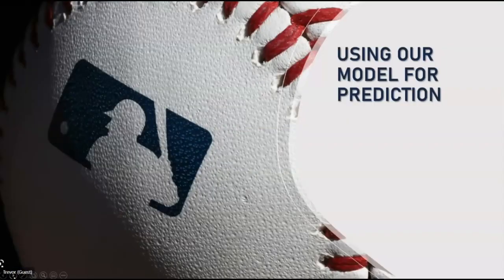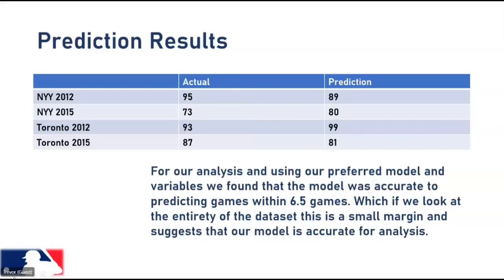Once we use our model for prediction, we found that in 2012 and 2015, the actual records were 95 to 73 for the New York Yankees, and our prediction found 89 and 80. Toronto in 2012 and 2015 saw 93 and 87, where our prediction saw 99 and 81. And for our analysis, using our preferred model and variables, we found that the model was accurate to predicting games within 6.5 games. If we look at the entirety of the data set, this is a small margin and suggests that our model is accurate for analysis.